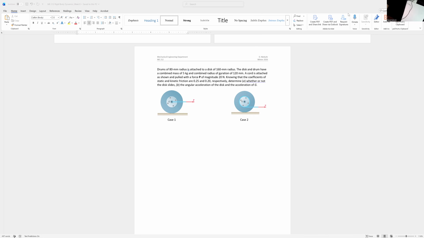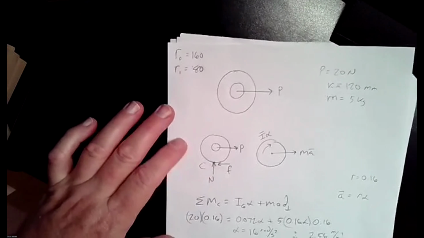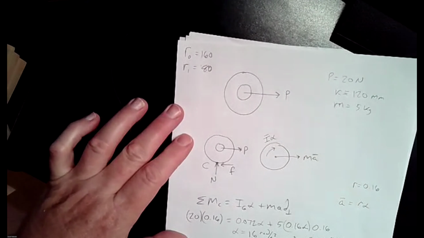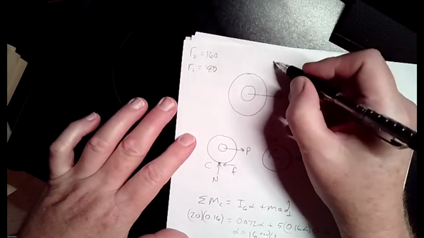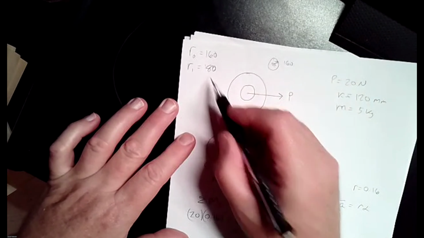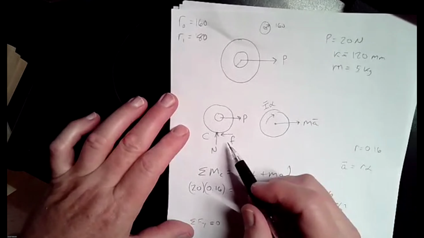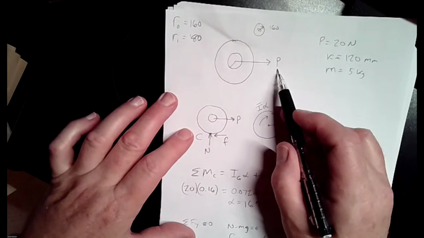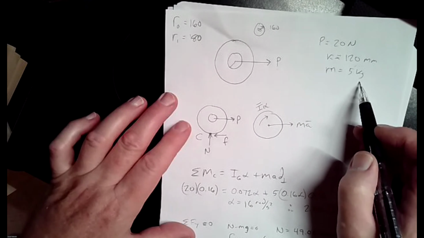So what I mean by that is let's look at the first case, case one. So with case one, we have something like this. Now, looking at the information from the diagram, we know that the outer radius is 160 and the little inner radius is 80. That would be the little inner radius right there. Now, the free body diagram. Oh, another thing is we're going to pull with a load of 20 newtons. Our radius of gyration is 120 millimeters and our mass is 5 kilograms.